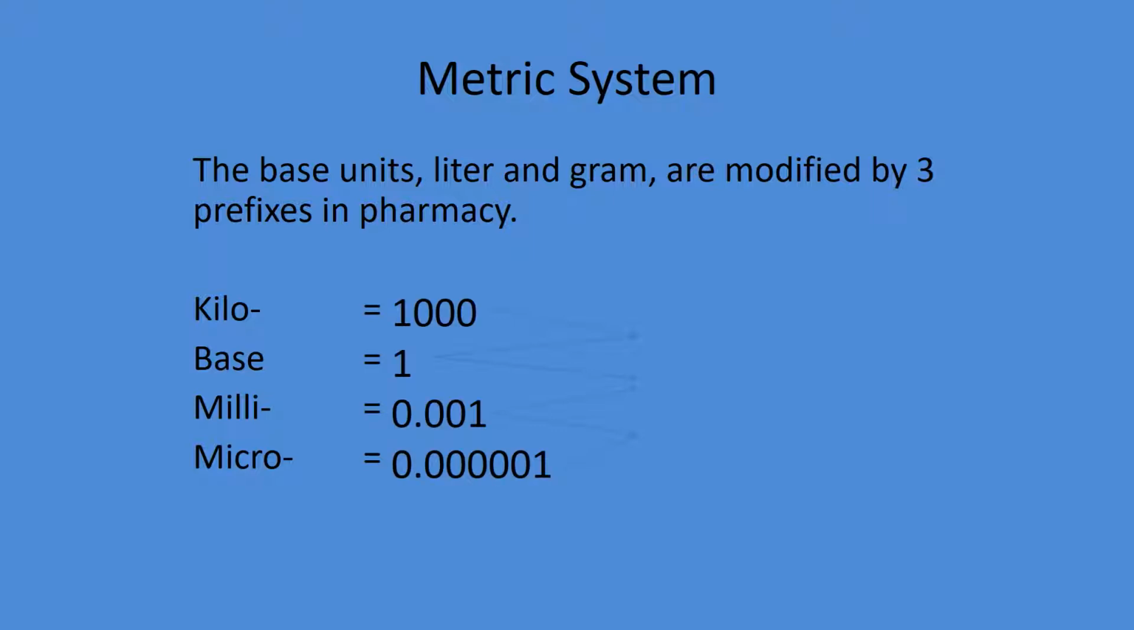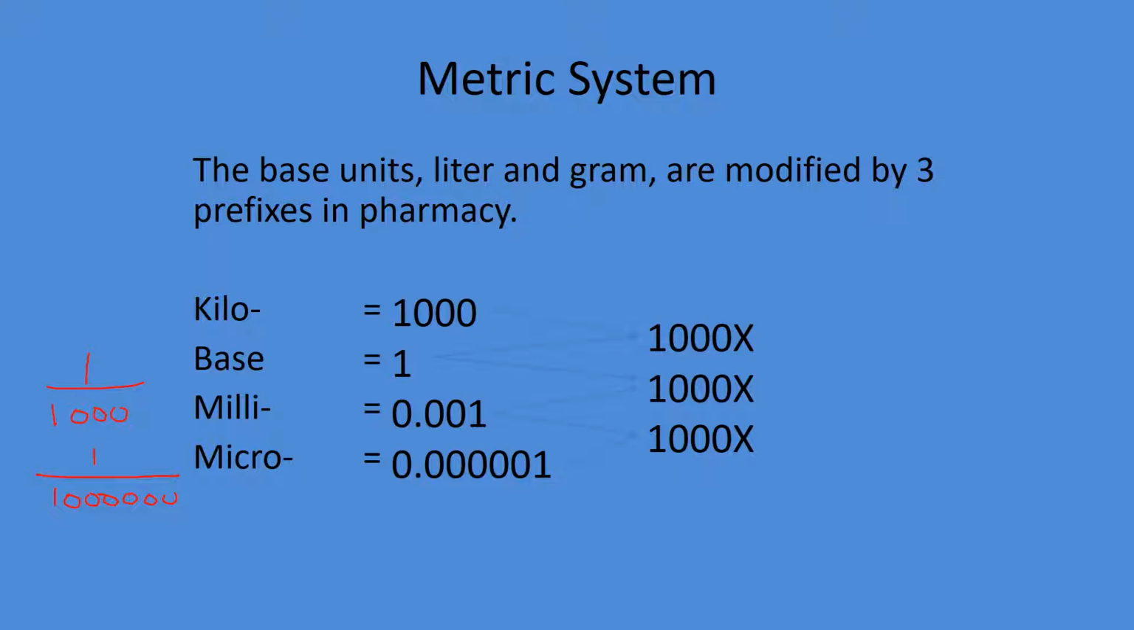Kilo has a value of 1,000. You guys probably heard of a kilogram. Now you know that that's equal to 1,000 grams. The base unit has a value of 1. Milli means 1/1000. So conversely, I can write 1 over 1,000. And micro is 1/1,000,000th. So conversely, I can write that as 1 over 1,000,000.